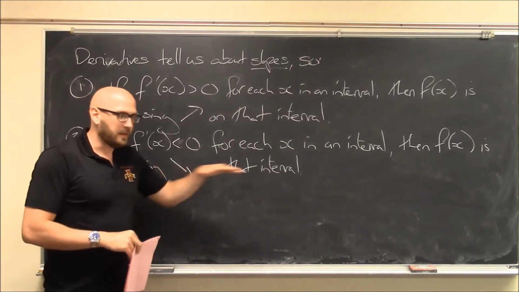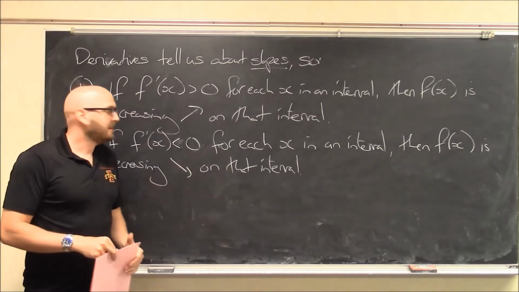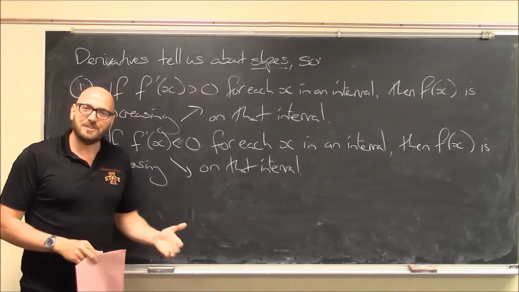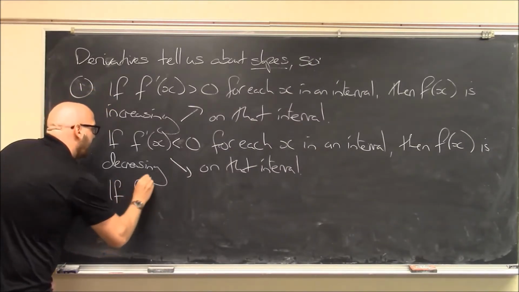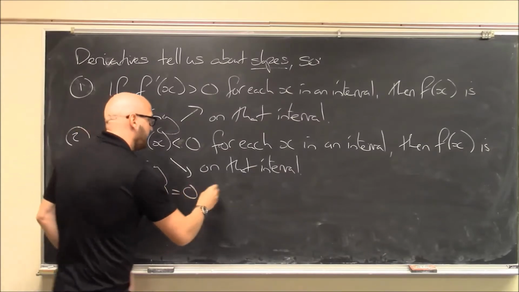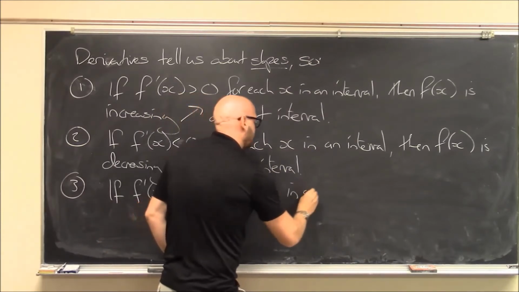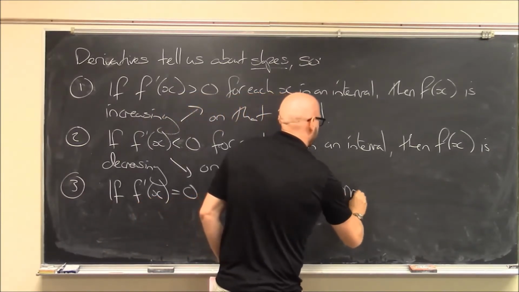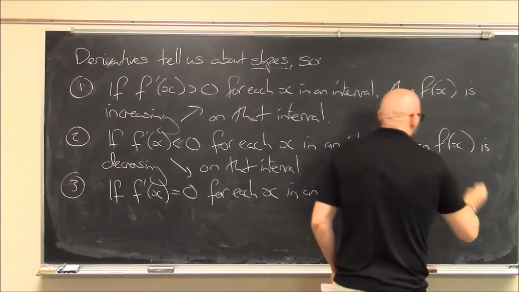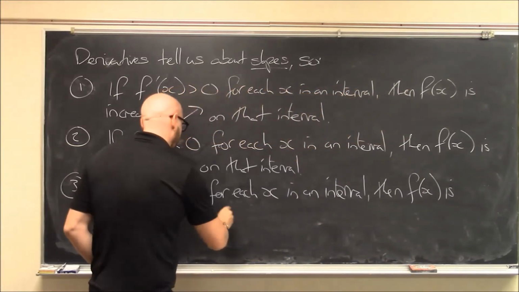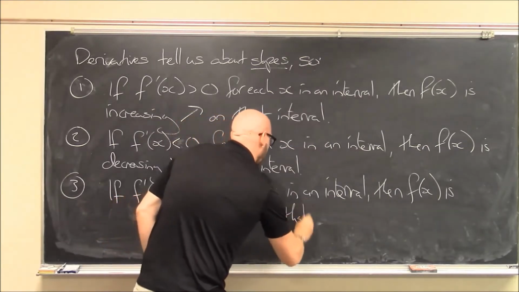But what do you think that means? Well, if the derivative equals 0, then it's got 0 slope. It looks like a horizontal line. It's neither increasing nor decreasing. And what types of functions give you 0 derivative? Constant functions, right? So if f prime of x is equal to 0 for each x in an interval, then f of x is neither increasing nor decreasing. f of x is constant on that interval.